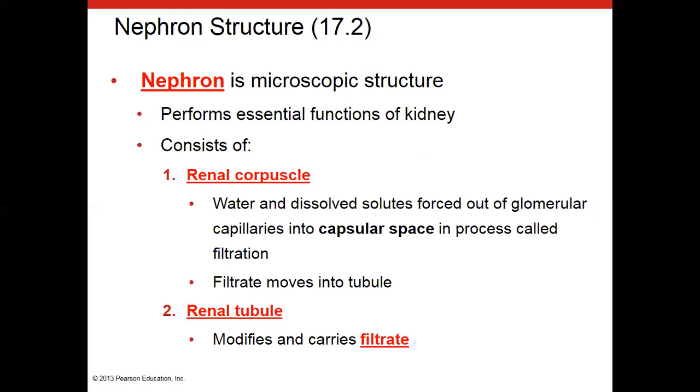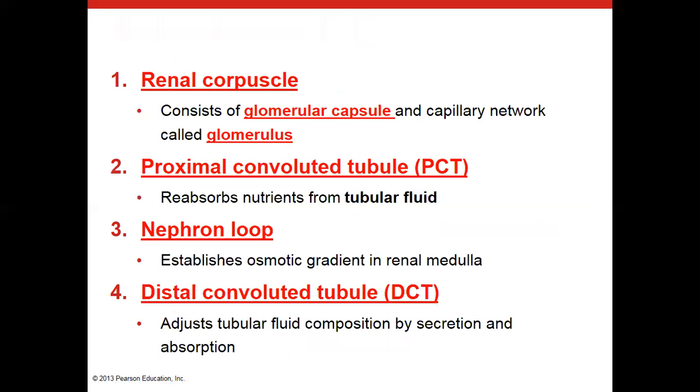Water and dissolved solutes are basically forced out of the glomerulus, and the glomerulus is a little tiny ball of capillaries that blood runs through, and filtrate. This water and solute gets sent out of the glomerulus into the capsular space, which is where this whole area called the renal corpuscle is where filtration occurs. That filtrate then moves into the renal tubule, and the renal tubule modifies but also carries that filtrate to where it gets excreted eventually into the minor calyx. But the renal tubule has several components as well. So let's talk about those.